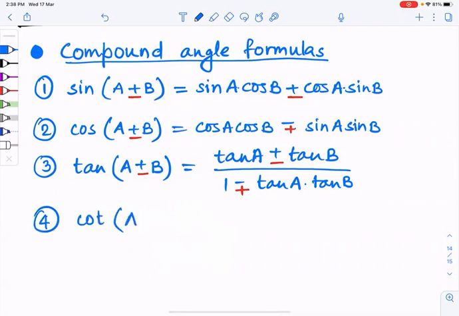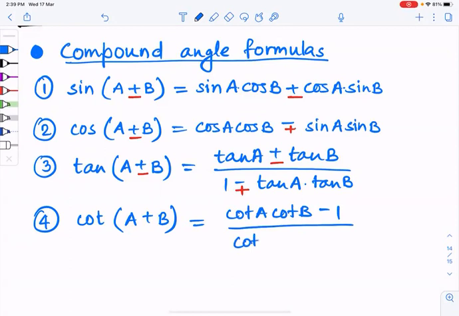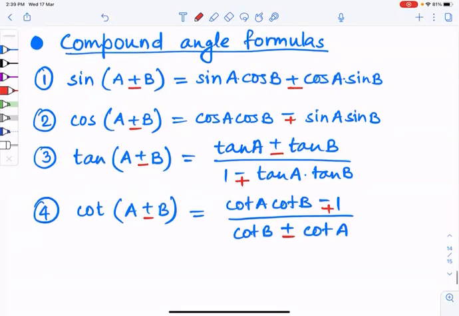Cot of A plus B. The formula is cot A cot B minus 1, divided by cot B plus cot A. And if I have a minus sign, I will have a plus here and minus here. So these are some formulas under compound angle.